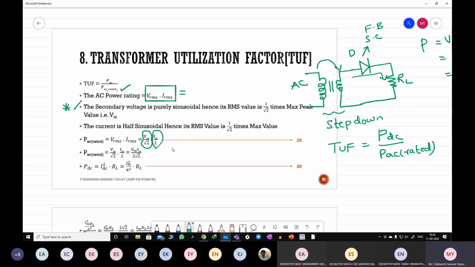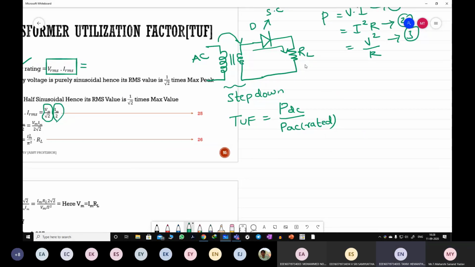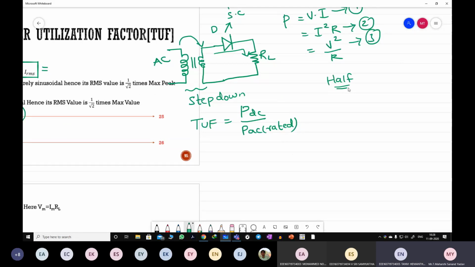So have you remembered the answers for the half wave rectifier? Yes, sir. IRMS is Im by 2. So I am substituting IRMS as Im by 2, whereas VRMS depends upon the voltage rating of the transformer, which is Vm by root 2.